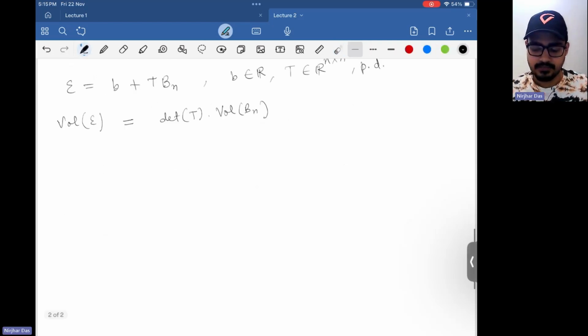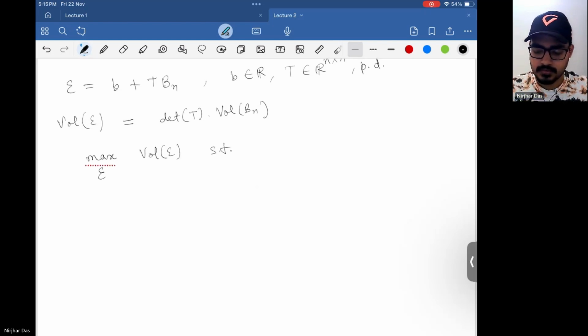And therefore, we are interested in finding the maximum volume ellipsoid that is contained in a convex body K. So we want to solve this problem: maximize over all E the volume of E, such that E is contained in K, where K is the convex body of interest.